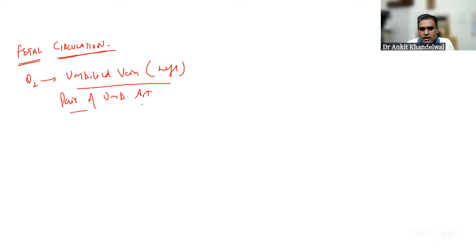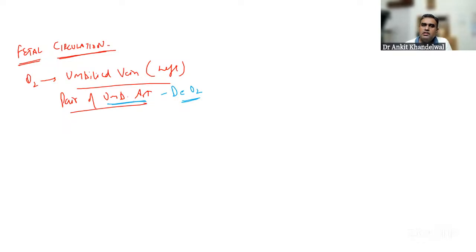What type of blood is carried by umbilical arteries? The deoxygenated blood. Let me just give over here a tinge of blue color. Deoxygenated blood is carried by the umbilical artery. So by definition, what is an artery? An artery by definition is not a blood vessel carrying the oxygenated blood. Here you are seeing the exception to it.